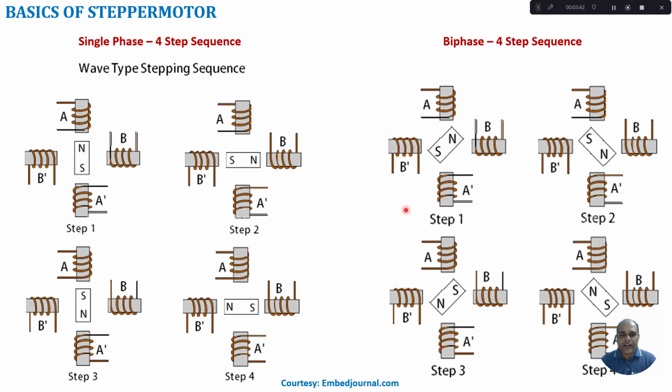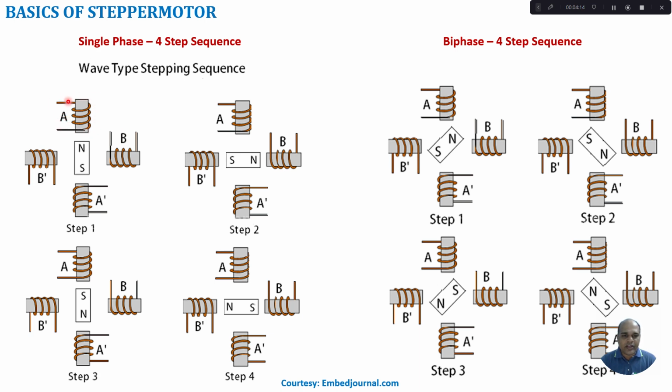We have different ways in which we can excite the stepper motor. First, let me talk about the single phase 4-step sequence. Single phase means at a time only one coil will get excited, and in order to get a 360-degree rotation we are going to make 4 steps. That is why it is called a single phase 4-step sequence. Here we have a movable rotor at the center, and we have 4 stator windings A, B, A dash and B dash. First, we are going to excite the coil A.